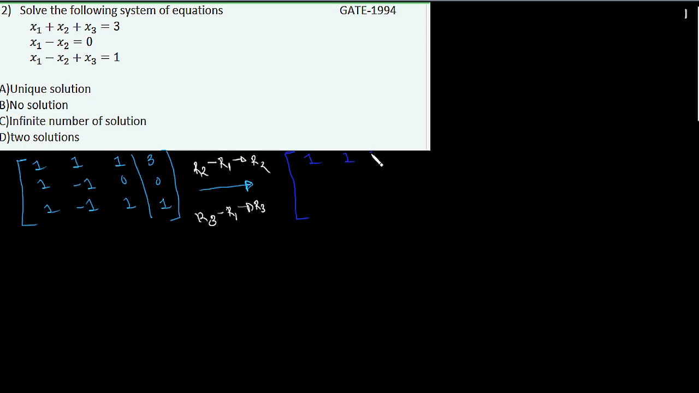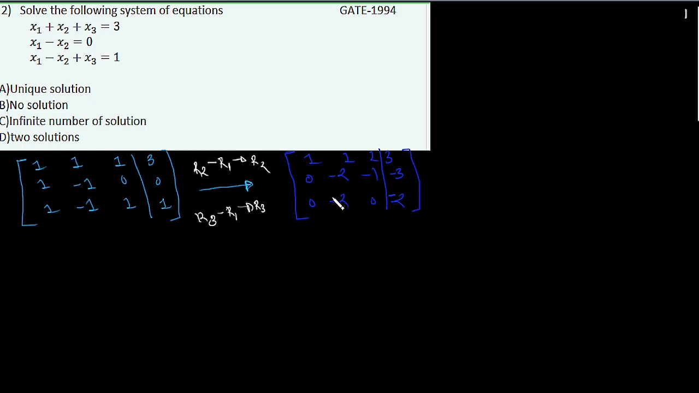After applying these two operations, we get the matrix where the first row remains as it is: 1 1 1, and 3 remains as it is. The second row will change because we applied the operation on row 2, so we subtract the first row from the second row. Here 1 minus 1 is 0, minus 1 minus 1 is minus 2, 0 minus 1 is minus 1, and 0 minus 3 is minus 3. For the third row, 1 minus 1 is 0, 1 minus 1 is 0, and 1 minus 3 is minus 2.